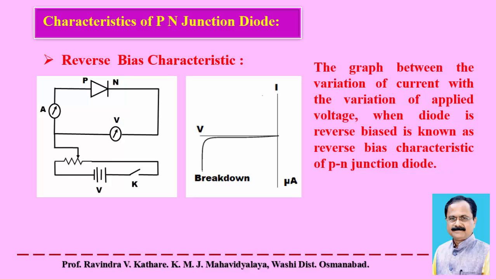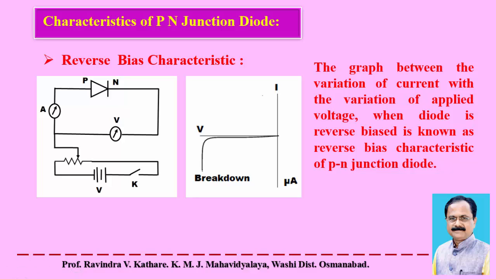The graph of variation of current with variation of the applied voltage when the diode is in reverse bias is known as the reverse bias characteristic of the p-n junction diode. When this key is closed, then voltage is 0, current is 0. Moving the rheostat, a small reverse voltage is applied across the p-n junction diode.